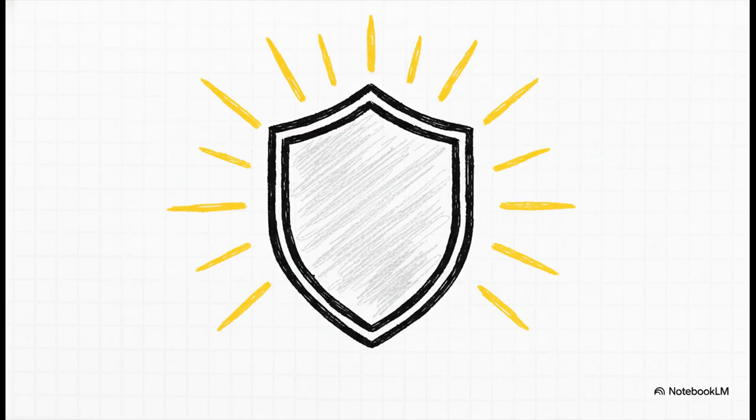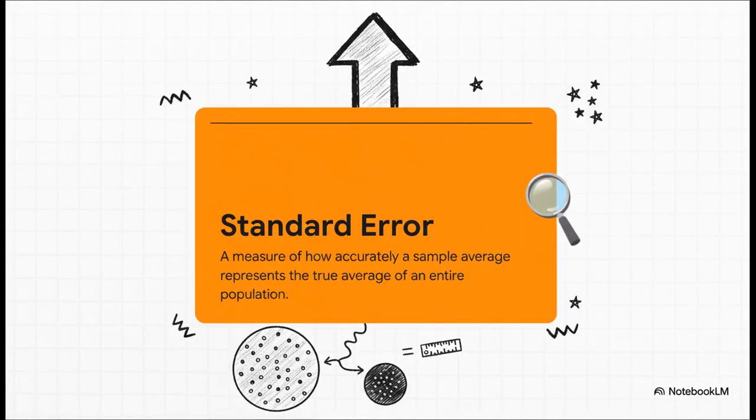Well, the answer to that big question, that whole "can I trust this" thing, it comes down to one simple but really powerful statistic: the standard error. Okay, so what is this thing exactly? In simple terms, the standard error is basically a report card for your sample's average. It tells you how close your sample's average is likely to be to the real average of the entire population you're studying. Think of it like a built-in confidence meter for your data.